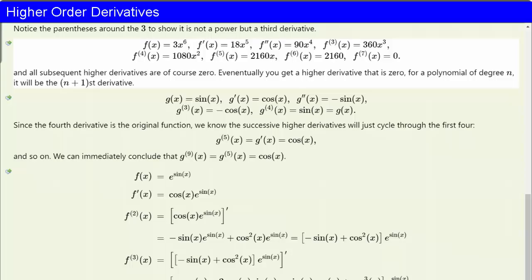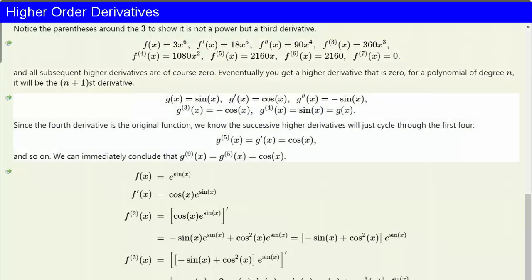The seventh derivative is, of course, 0, and so will be all subsequent derivatives. In fact, this always happens with a polynomial. Eventually, you get a higher derivative that is 0. For a polynomial of degree n, it will be the n plus first derivative.